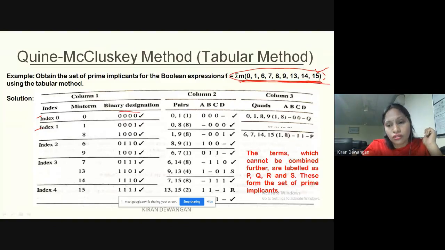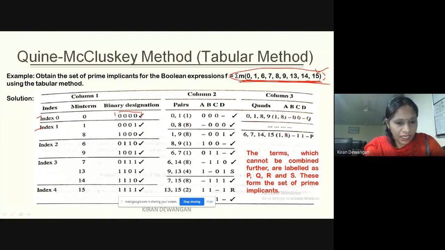So we got to know that this is a 4-variable function. So definitely all the min term designations, the binary designations, will be of 4 bits. So we'll start with 0. The binary designation is 0, 0, 0, 0. This is the binary designation of 0, and this 0, 0, 0, 0 has 0 ones present in it.